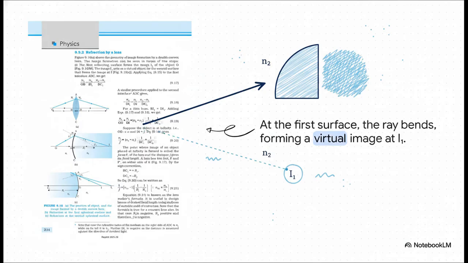Okay, now let's zoom right in on that first surface. When the light from our object hits the lens, it bends. Why? Because it's slowing down as it goes from the air into the much denser glass. This first bend creates something physicists call a virtual image, right there at point I1. Just think of it like a temporary waypoint, a point the light looks like it's coming from. We're going to need that for the next step.